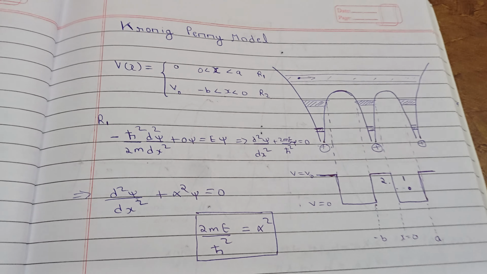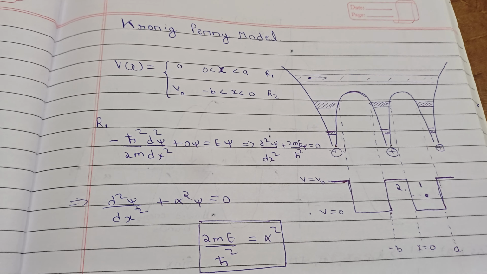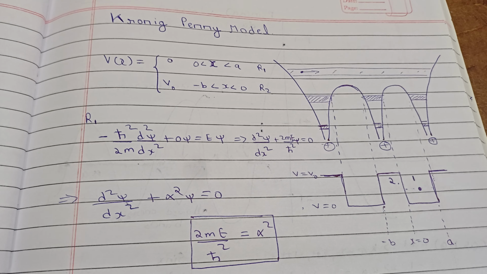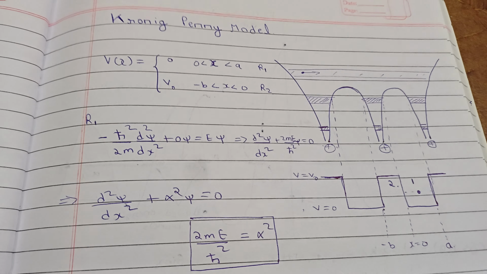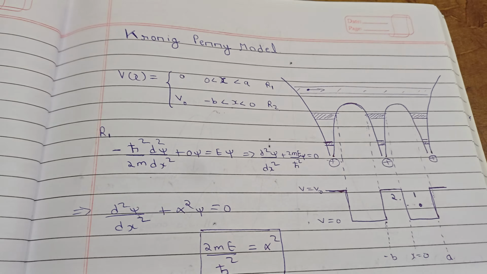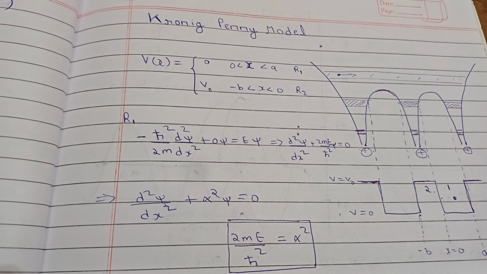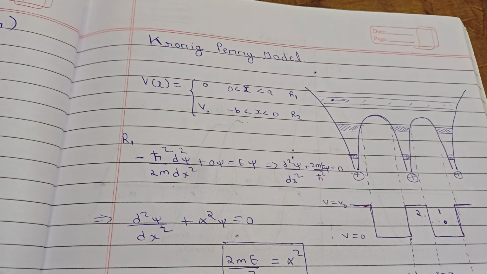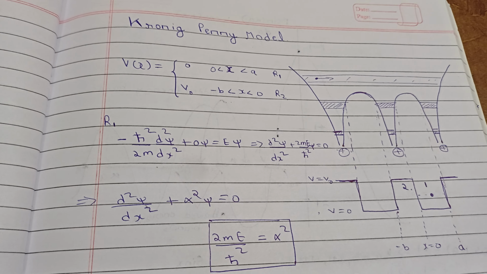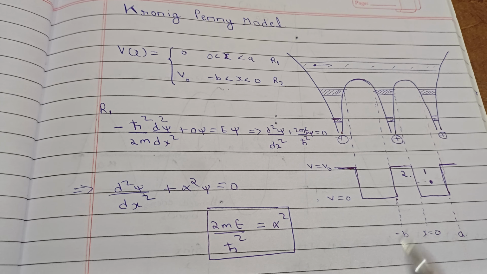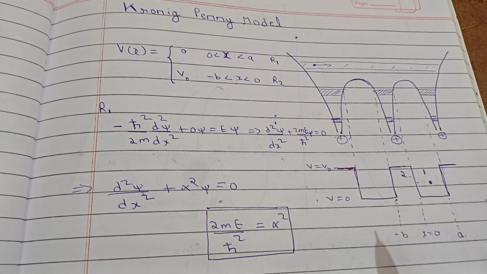So hello everyone, this is lecture 27 for solid state physics. In the last lecture we discussed the Bloch function and we were talking about the band theory. Now moving forward, we will see the Kronig-Penney model. Mostly the things we are studying here will be related to quantum mechanics.